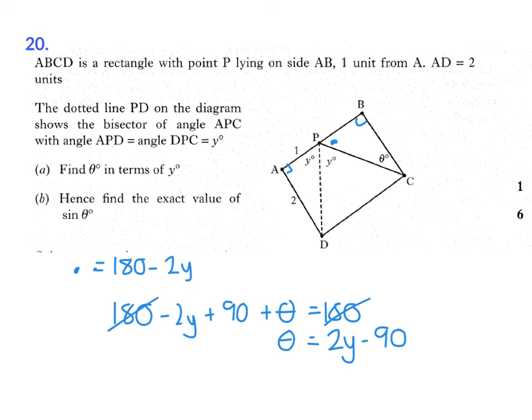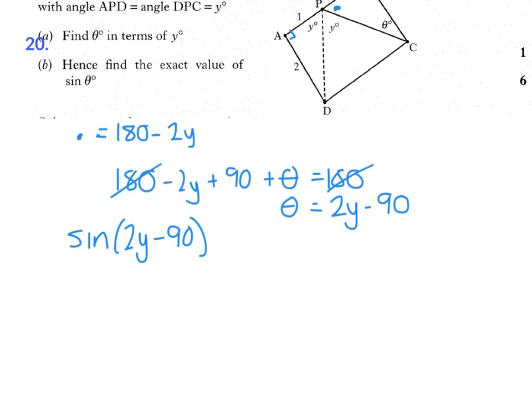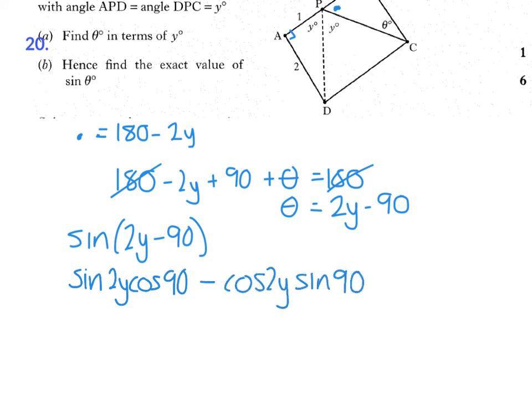Then it says find the exact value of sine theta. All right, so sine theta is sine of this thing here. So they're asking us to solve sine of 2y minus 90. That is what they're after. So we need to do our little expansions. So from our formula sheet, if we expand that, that gives us sine of 2y cos of 90 take away cos of 2y sine of 90.